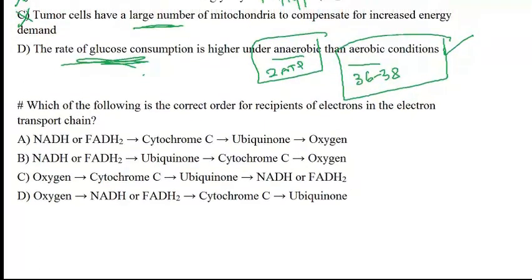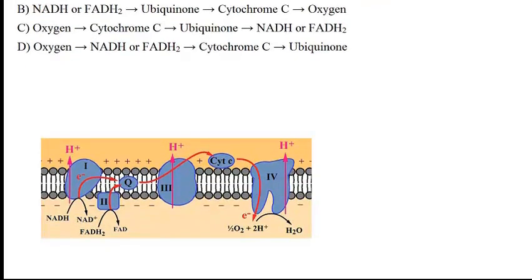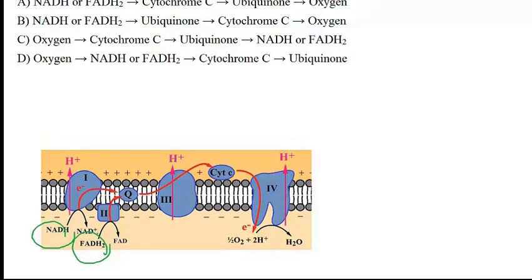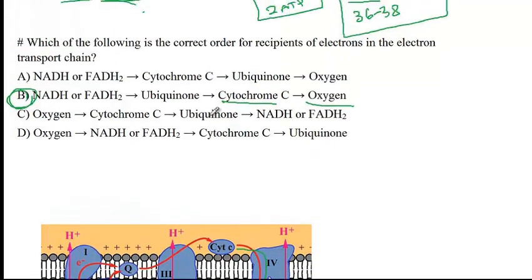Alright, and then the last question. Which of the following is the correct order for the recipients of the electron in the electron transport chain? Right, if you forgot, I here brought you the image again. So it's the NADH and FADH2 that pass on electrons to ubiquinone, which will pass on electrons to cytochrome C, and then finally cytochrome C passes electrons to oxygen, which is the final electron acceptor. And so therefore choice B is the correct answer for this question.